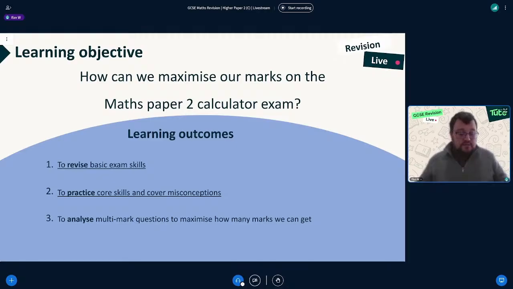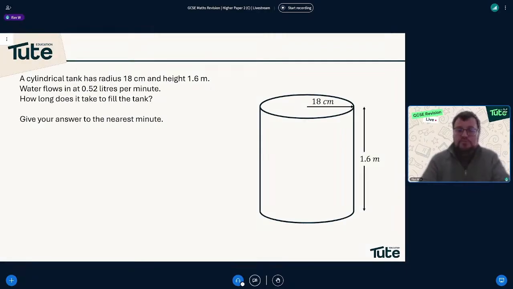That is our second part of today's learning, which is to practice core skills and cover misconceptions. Be careful when drawing a graph. Make sure that your x-axis and y-axis have a good scale to them. Estimating the mean, make sure that your midpoints are in the right places, things like that. And break your numbers down. Okay, break your problems down into manageable chunks.